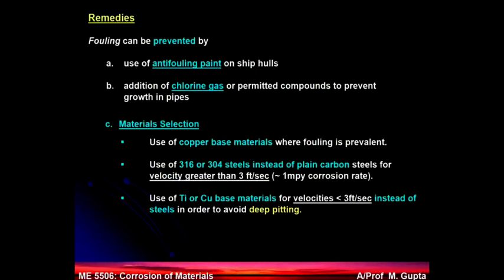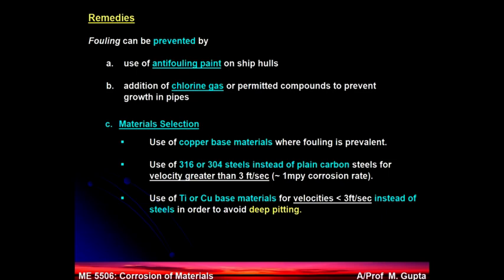So, fouling. Use anti-fouling paint. It has poison. It kills the living organisms and does not allow them to stick. And lately there has been a move so that this poison should not enter the seawater beyond a certain extent, otherwise it can poison the whole sea organisms. So some kind of controls have been made. You can use chlorine gas. You can always affect this kind of corrosion.